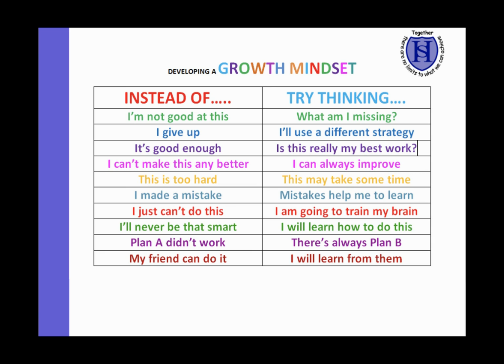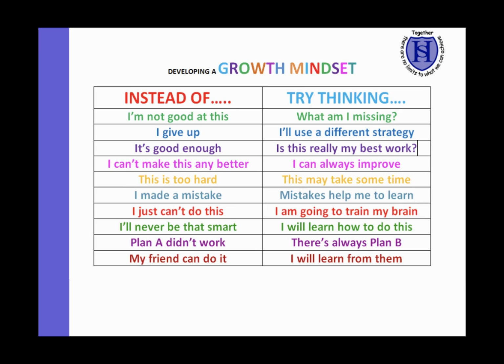I made a mistake. Instead of beating yourself up for it, you say mistakes can help me learn. If you say I can't do this, you say I'm going to train my brain. I'm going to be different. Instead of saying I'll never be that smart, you say, you know what? I will learn how to do this. I may not be the best at it, but I can do it.